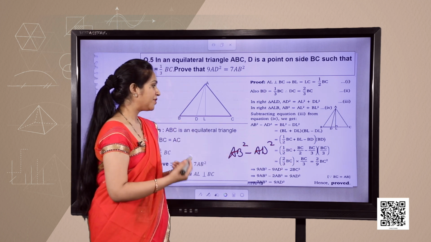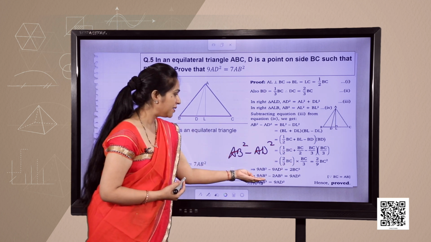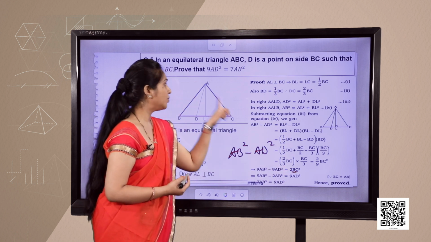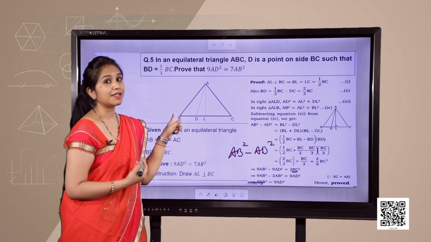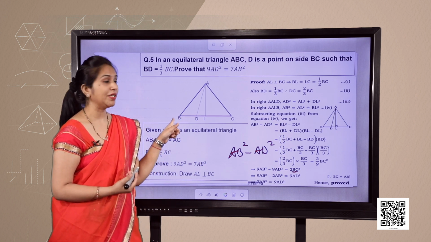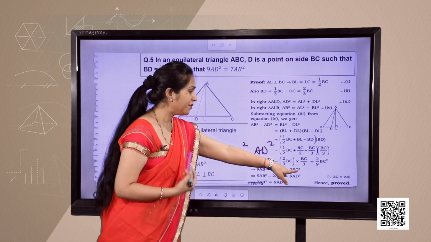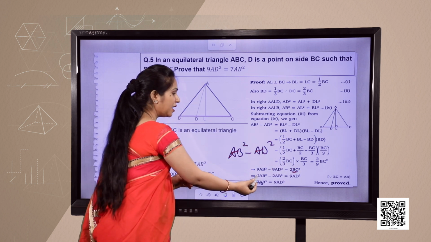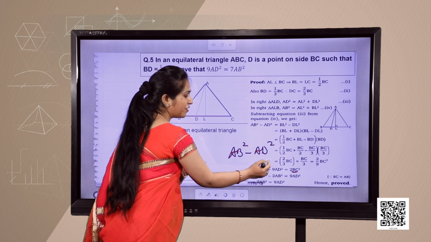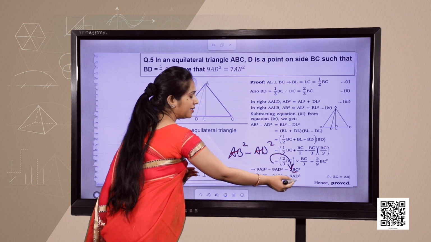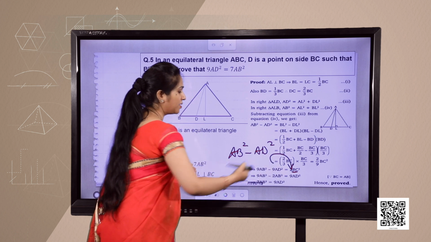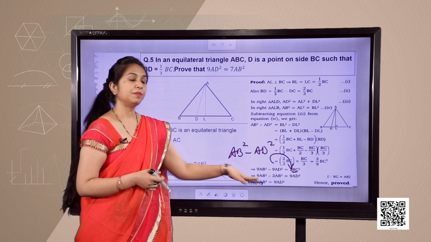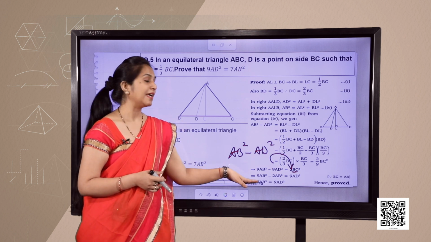Now again we are doing transposition, children. So we have 9 AB square minus, see this BC is also equal to AB, as all the sides of a triangle are equal, this is an equilateral triangle. So this BC we will replace by AB, shift this from this side to this side, you have 9 AB square minus 2 AB square, and when you are shifting this 9 AD square, this negative becomes positive. So 9 AB square minus 2 AB square gives you 7 AB square, and that is equal to 9 AD square.